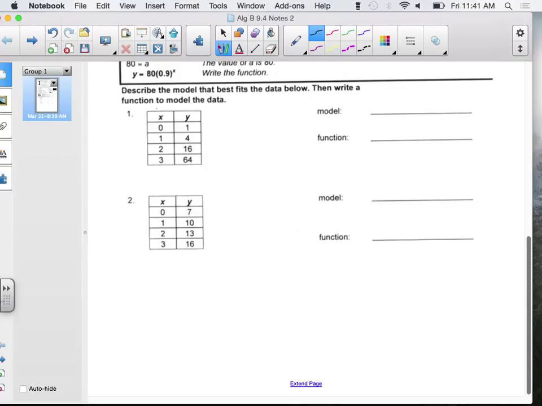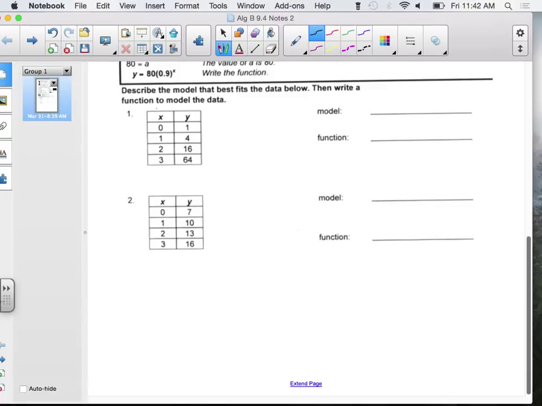First thing it says, describe the model that best fits the data below. So how would we go about figuring out which model best represents that? Well, that one is exponential. Why? Because it's just like the second one at the top. Multiply everything times something. So you say there's a constant ratio. How would we find that? Multiplying, or seeing what's being multiplied.